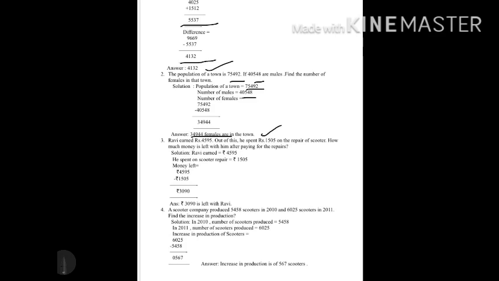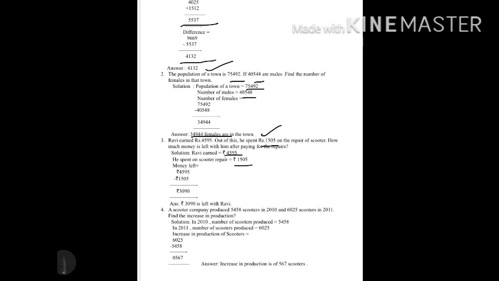Now the next question. Ravi earned rupees 4,595. Out of this, he spent 1,505 on the repair of the scooters. Then how much money is left with him after paying for the repairs? When you have a total sum and you spend something from there, then to find how much is left, you have to subtract. So this was the total money he has earned. He has spent this much.